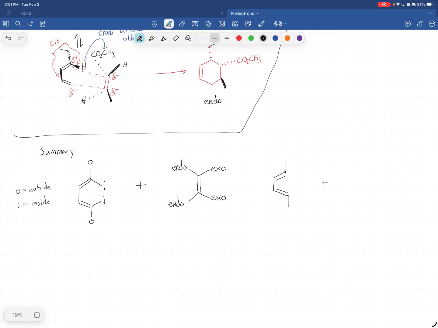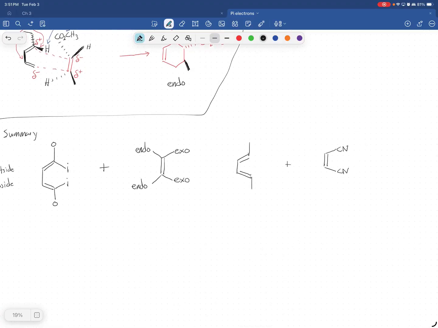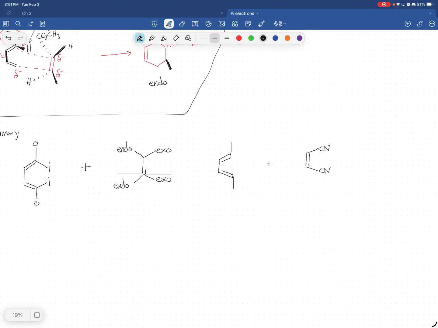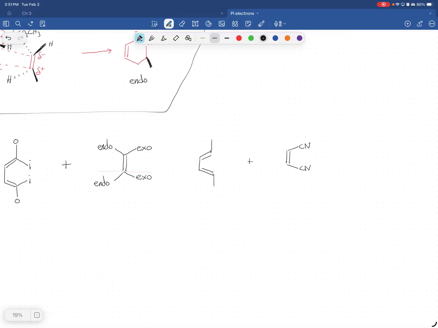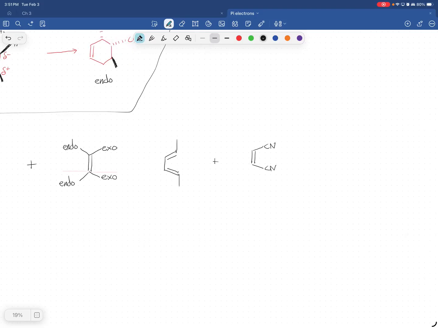So let's say I have this diene right here, and I have my electron withdrawing group. Like this, okay? Set that. All right. So, hold on, let me see where I'm at here. Okay. All right.